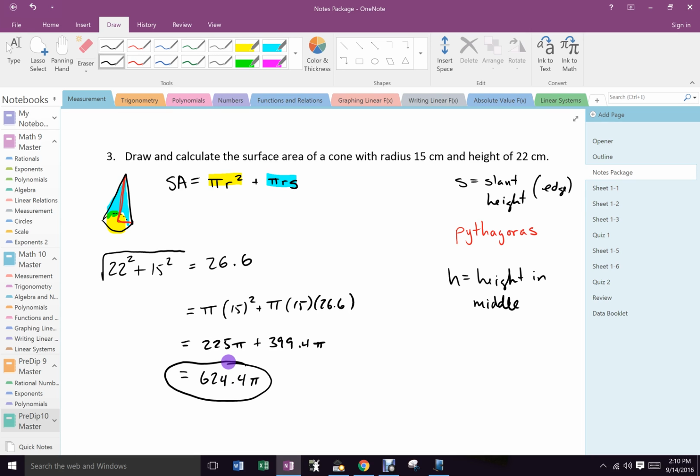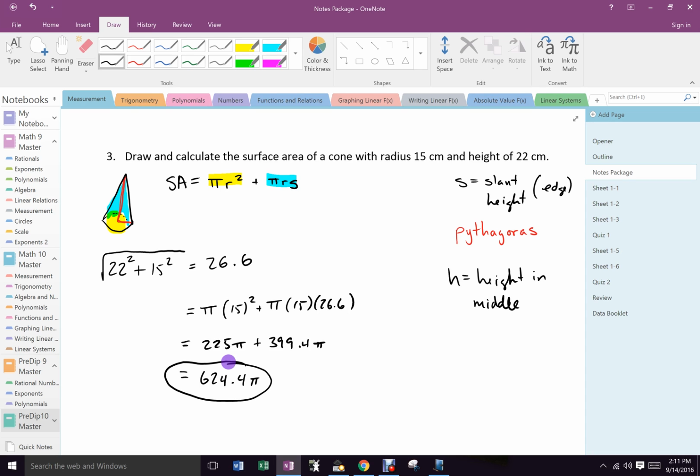Everyone cool with that? Because as you go further in math, pi shows up again and again and again and again. And there isn't an exact number for it, so we don't want you writing a number for it. Everybody okay with that? That's how I want to see you guys doing your work in this class.